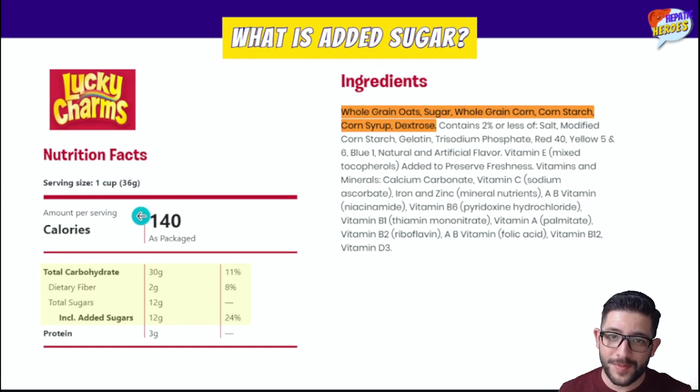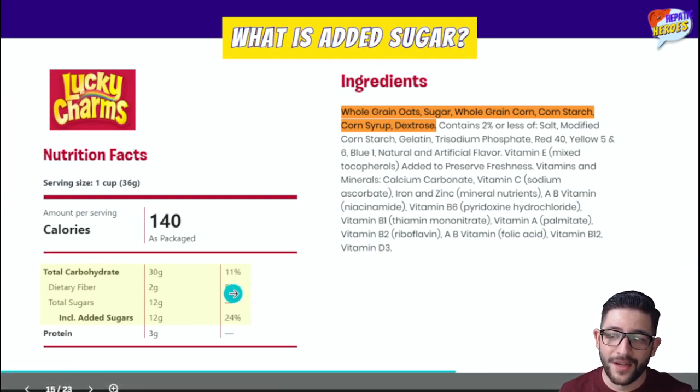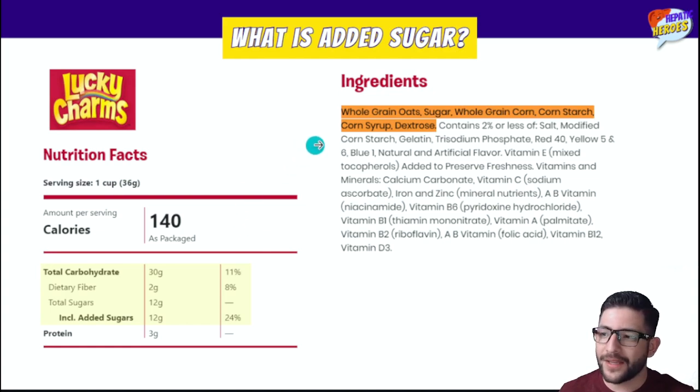I don't know about you, but most people that eat Lucky Charms cereal don't just eat 1 cup, they eat several, especially kids. And each serving of these is about 24% of your total daily allowance for added sugar. And when you look at the ingredients list, right off the bat, at the very top of the list, you're going to find ingredients like sugar, cornstarch, corn syrup, dextrose, which are all added sugars.